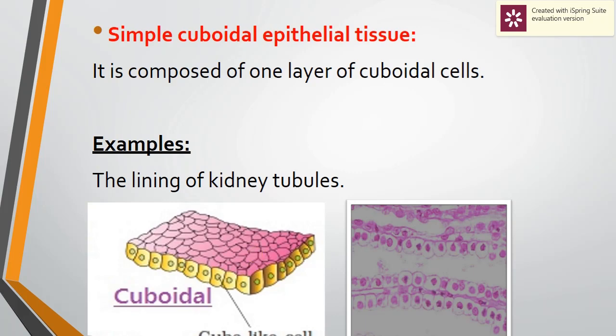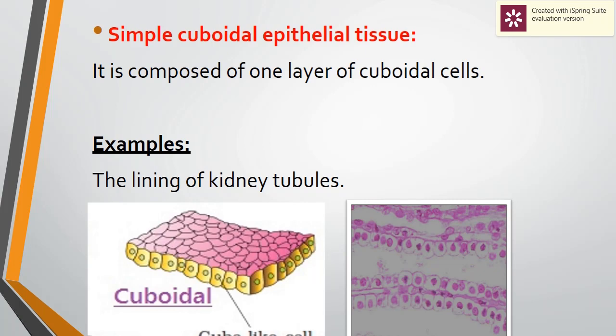The second type of simple epithelial tissue is simple cuboidal tissue. It consists of one layer of cuboidal cells, like we see here. This is the photo under the microscope, and here the diagram. It is cuboidal cells arranged beside each other, adjacent to each other. And this is found mainly lining the kidney tubules. The lining of the kidney tubules is formed of simple cuboidal epithelial tissue.